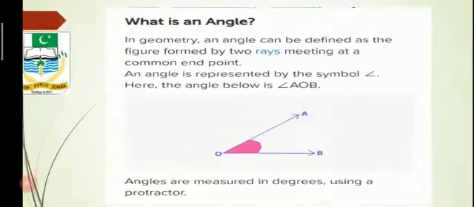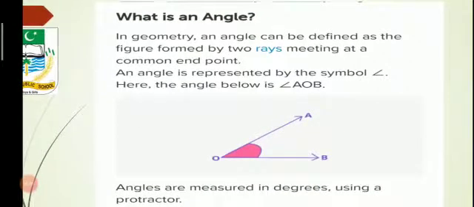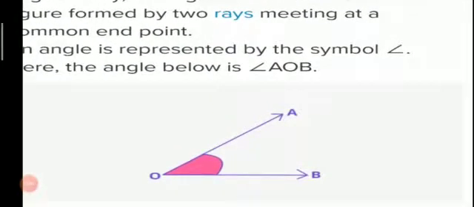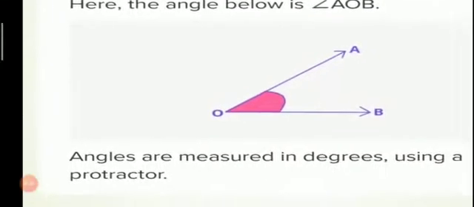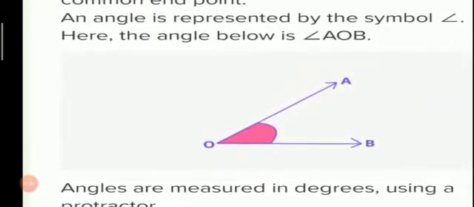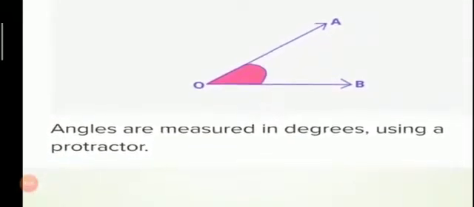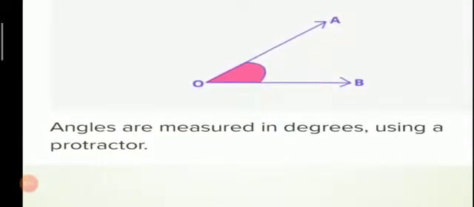What is an angle? In geometry, an angle can be defined as the figure formed by two rays meeting at a common end point. An angle is represented by the symbol like this. Watch it carefully. Here, the angle below is angle AOB. Angles are measured in degrees using a protractor.